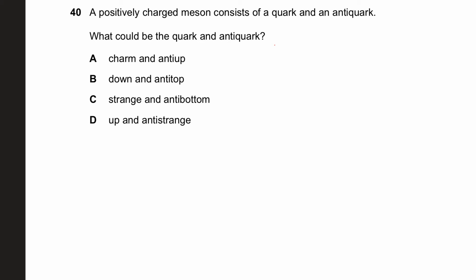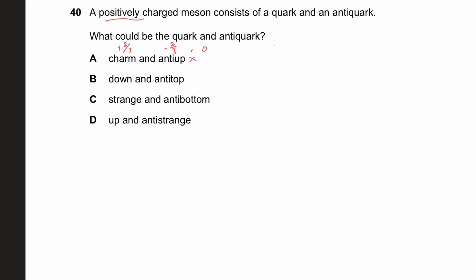If you look at question 40, it says a positively charged meson consists of a quark and an antiquark. What could be the quark and antiquark? Option A says charm and anti-up. A charm quark has a charge of +2/3. An up quark has a charge of +2/3, but this is an anti-up, so this will have a charge of -2/3. The total charge is 0, not positively charged.